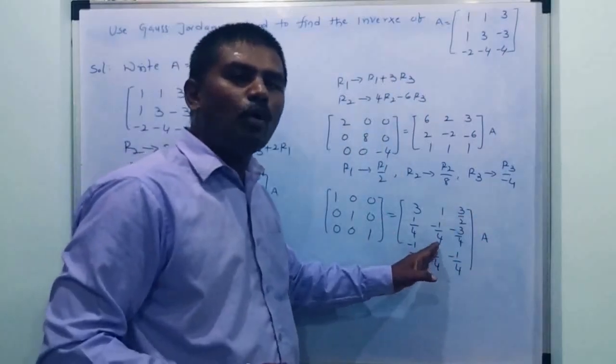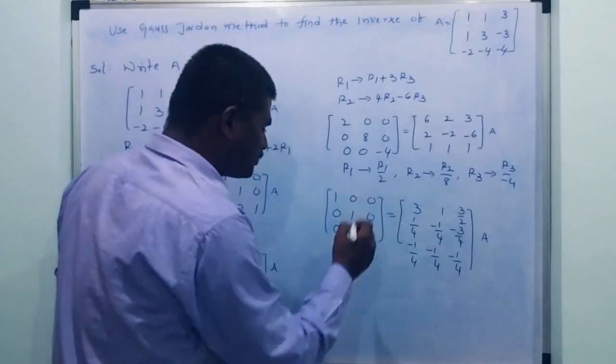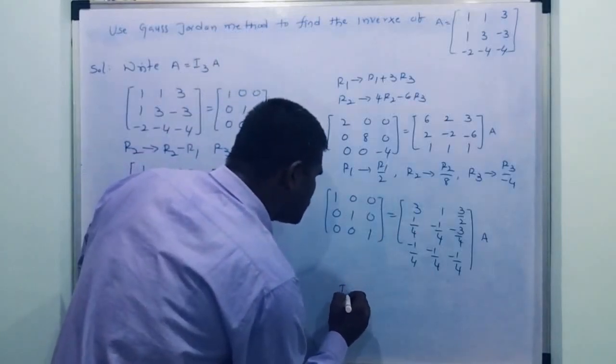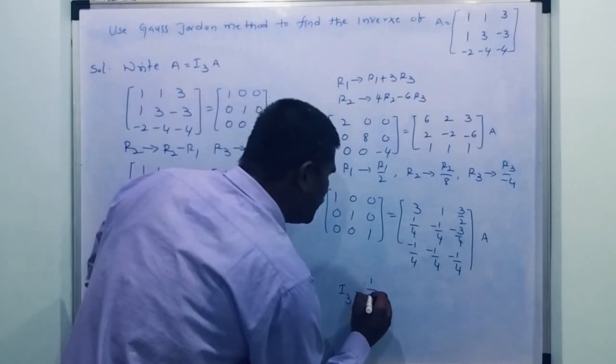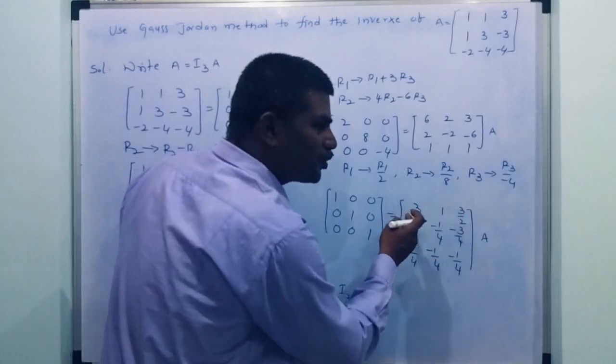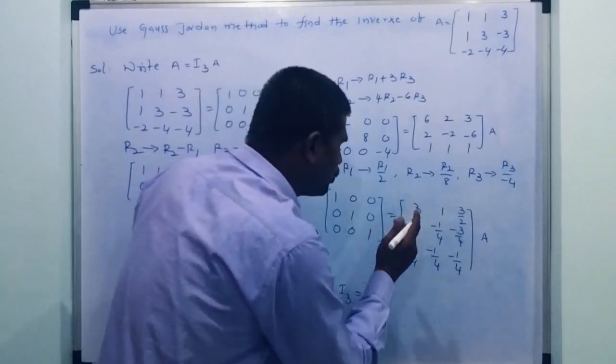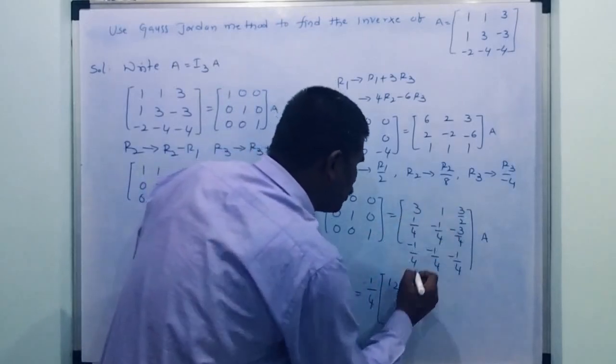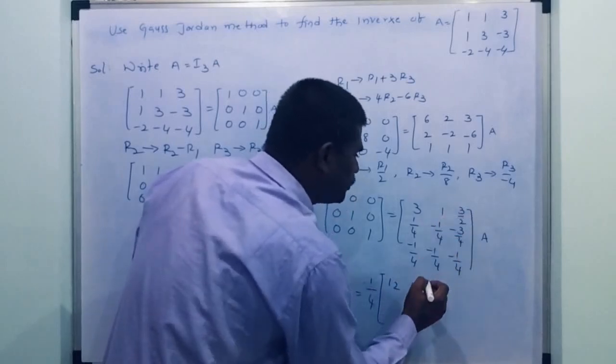So let us take out the constant 1 by 4. Then this becomes I3 is equal to 1 by 4 into, if you take out 1 by 4 outside, then you have to multiply this row with 4. That means 4 3s are 12, 4 1s are 4, 3 2s are 6.